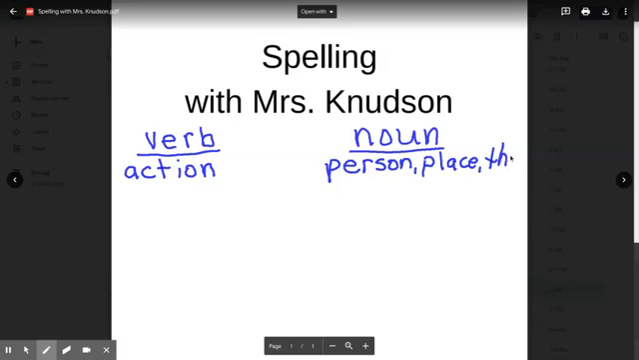So what we're going to be doing is we're going to take some verbs and add one of our new sounds, ER, and it is going to turn that verb right into a noun. So we are going to start off, since it is technically springtime and baseball is supposed to be starting right now, we're going to take the word bat.